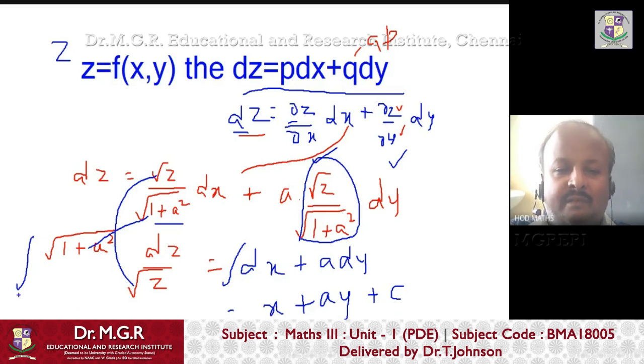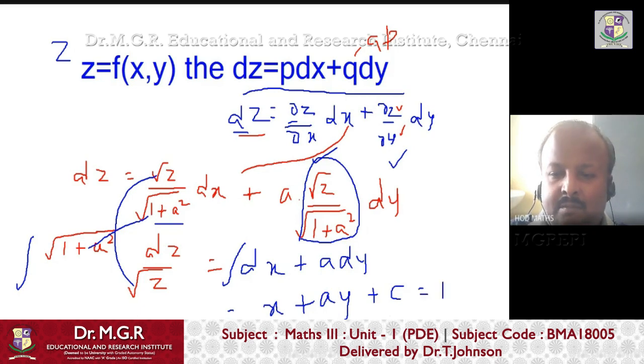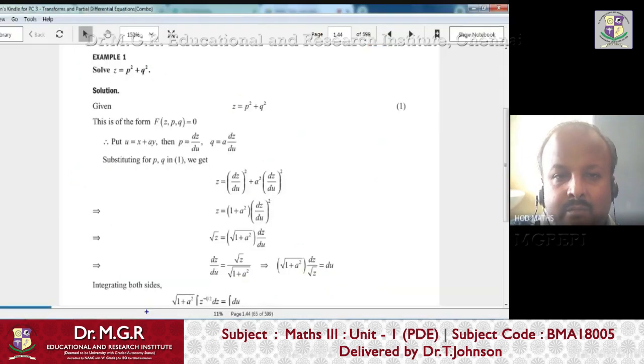But what happened to the left hand side? It is dz by root z into root of 1 plus a square. Right? Now listen carefully. RHS is no problem. RHS is x plus ay plus c. Now I will solve the LHS. What is LHS? Listen carefully.